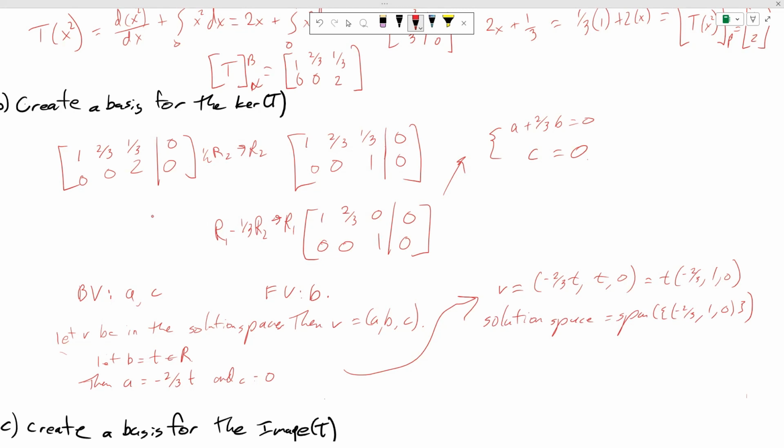And this is represented using the basis alpha. So if V is in the kernel of T, then V alpha is in the solution space.